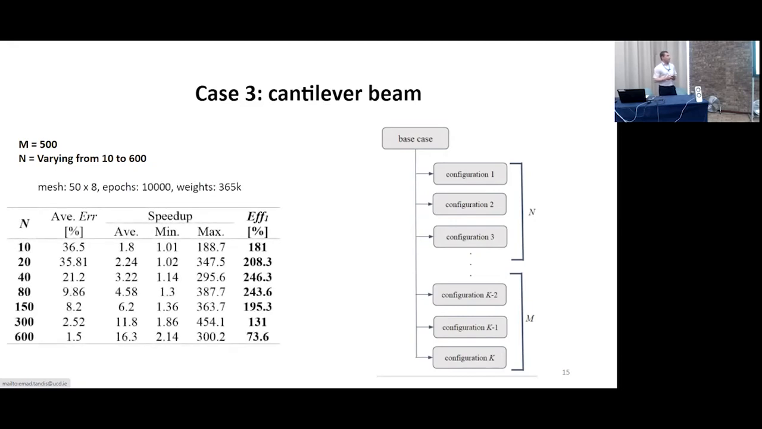And here this table shows the effect of that. So when we use just 10 samples, the effectiveness, the far right column, is 181%, which shows that if we train a machine learning model with 10 samples, 10 prior solutions, we can accelerate the other M, 500 samples. And if we increase the number of samples in the data set, which means increasing N to 80, we can see it accelerated more. And after that, it started to have bad convergence.